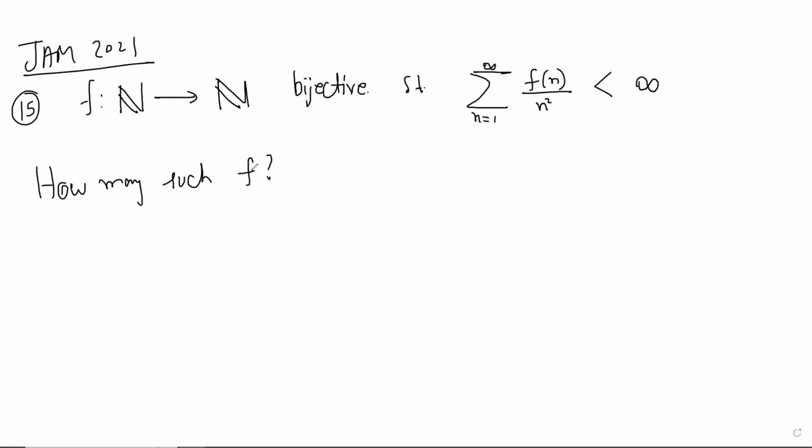I mean, there are options, but let's try first and see. This question makes sense even without the options, so let's try it. Just to get you into the question, if you take f equal to identity, it does not work, right? Because then you get 1 by n, which is not finite. Summation 1 by n is not finite. Harmonic series.